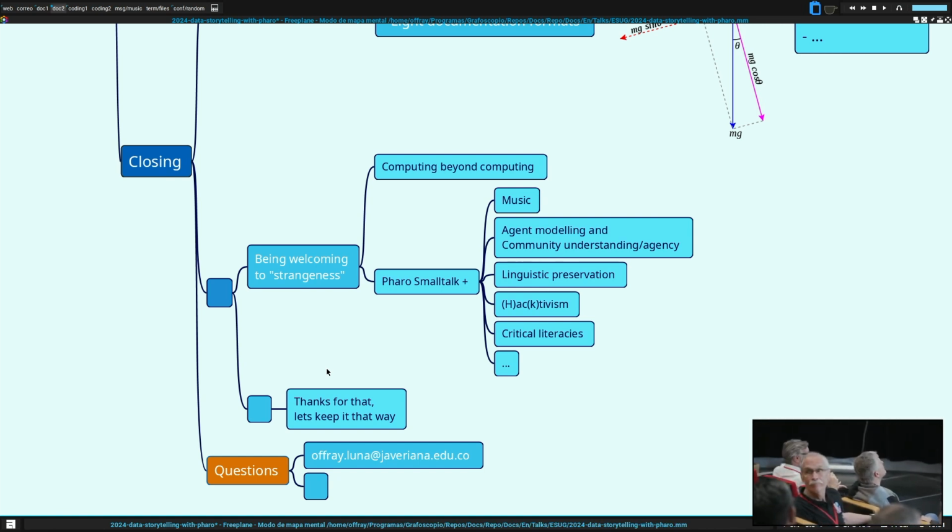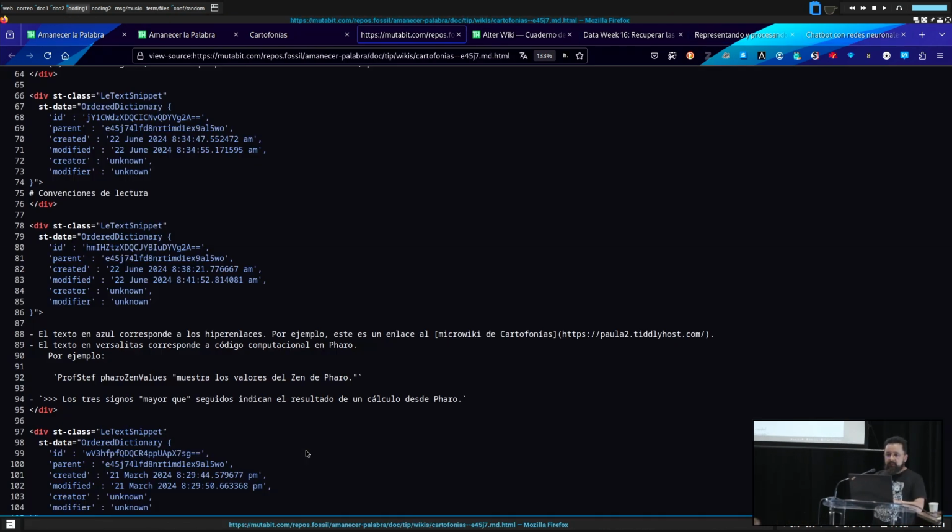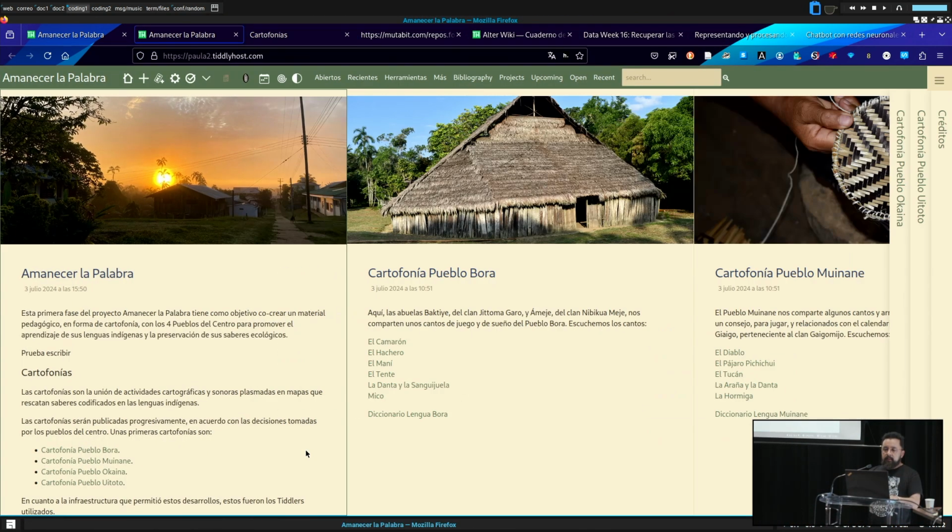Hi, thanks. I'm interested to know more about the Fossil backend, what that does for you and how you use it. Yeah, so I will try to show you. So this is the micro wiki. It's done in TiddlyWiki. We are using a hosting place that is called TiddlyHost.